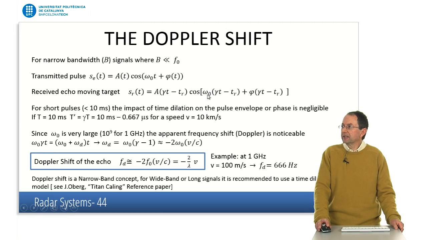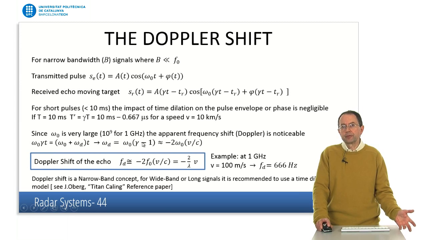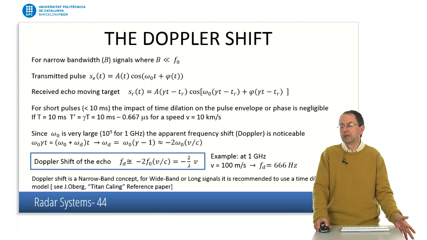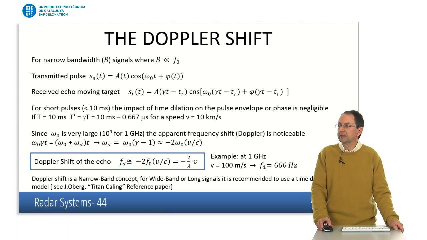But because the carrier is extremely large, even for 1 gigahertz it is 10 to the power 9, the impact of this time dilation is mostly on the carrier. So it alters the carrier significantly. And this can be measured as a frequency shift, which is the definition of the Doppler frequency. The Doppler frequency is an apparent frequency shift, which has been induced by a time dilation process due to the relative velocity between target and radar.